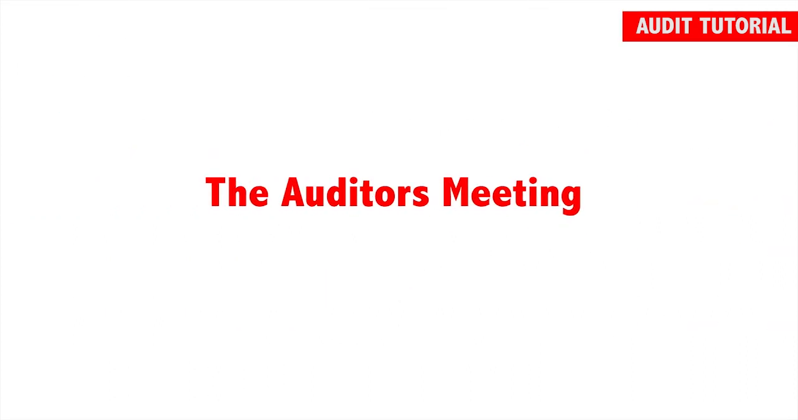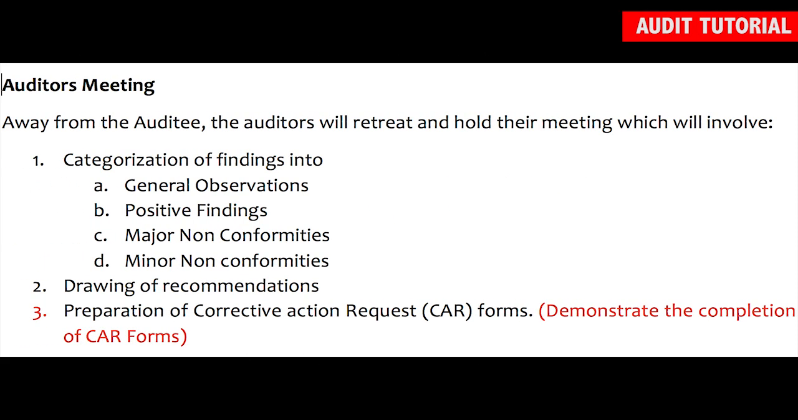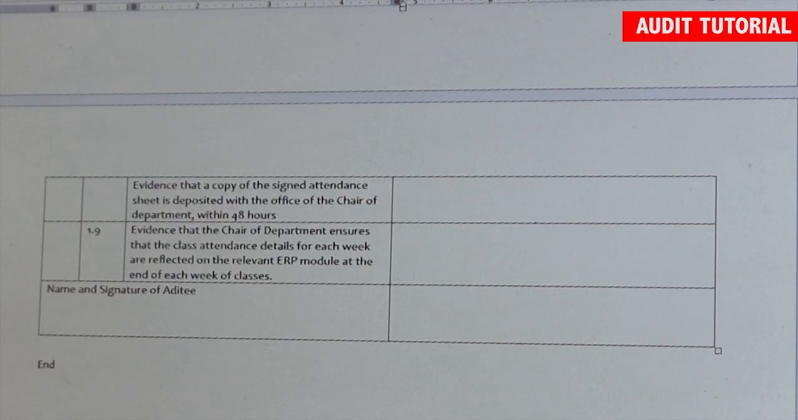Then after this, we go into the phase of the auditors meeting, and this is a meeting that will take place away from the auditee. We expect the auditors to retreat and hold their meeting, and this meeting will involve categorization of the findings largely.